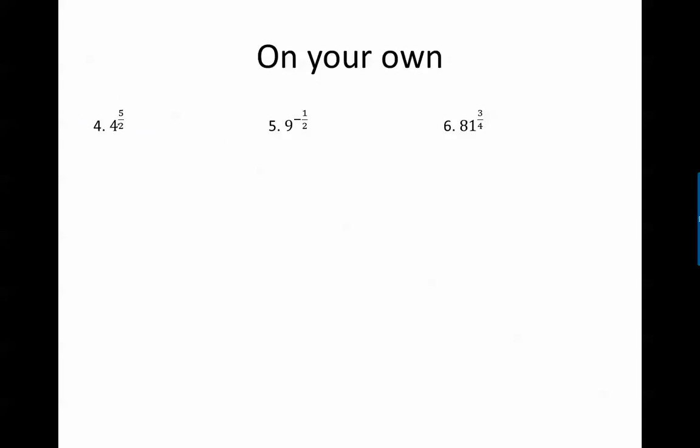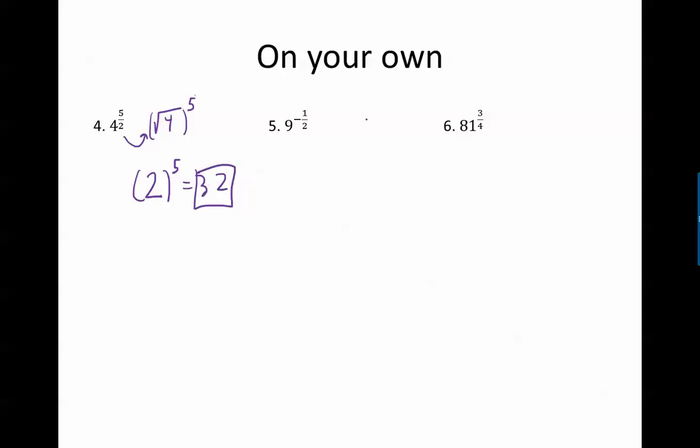4 to the 5/2 power, when we put it into radical form, is the square root of 4 to the 5th power. Denominator is 2. It's a square root. The numerator is 5. It's power. Square root of 4 is 2. And that's to the 5th power, which is 32. Final answer.